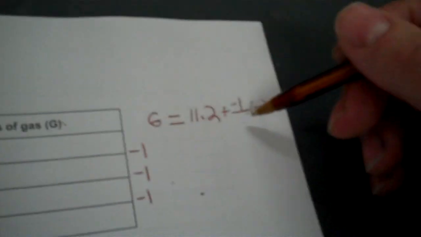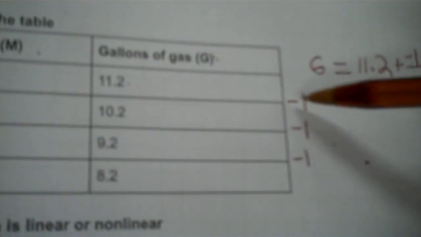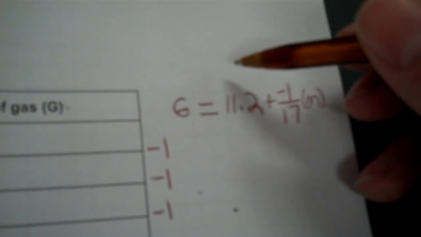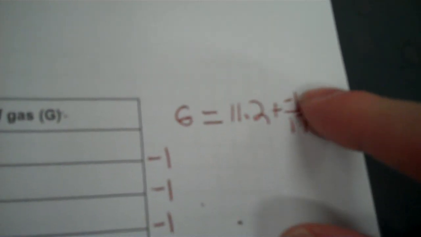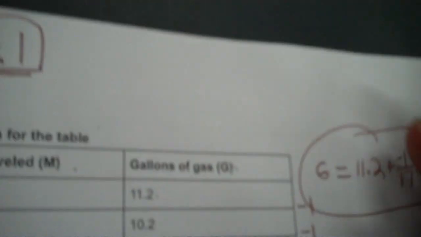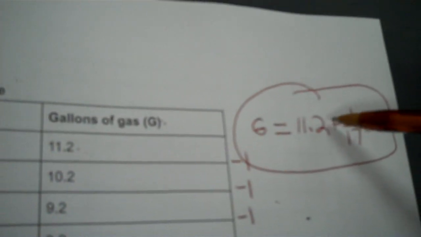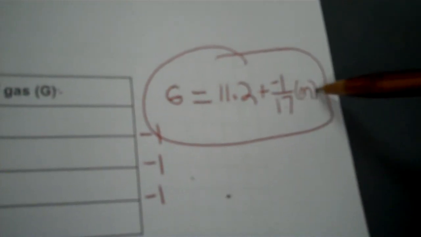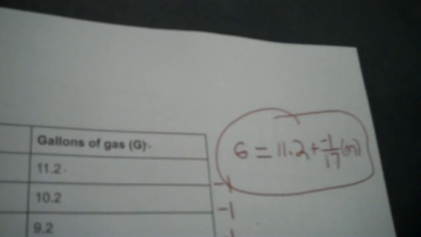Negative 1 is your numerator, okay? Now, the denominator, I come over here. 51 minus 34 is 17, positive. 34 minus 17, 17. So every time that goes down 1, which is negative, that goes up by 17. And that's your answer. Now, sometimes this can be divided, but if it's a decimal, we're just going to leave it in fraction form. So again, g equals 11.2 plus a ratio, a rate of change, multiplied by the m variable, okay?